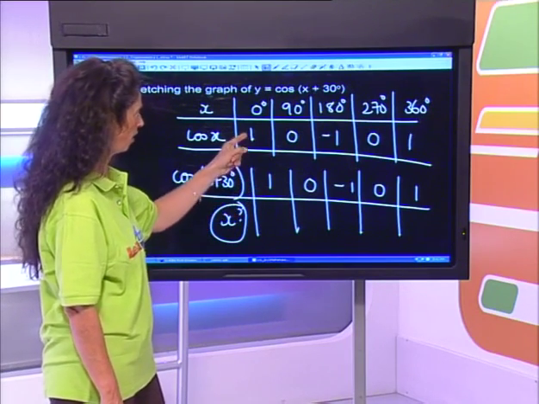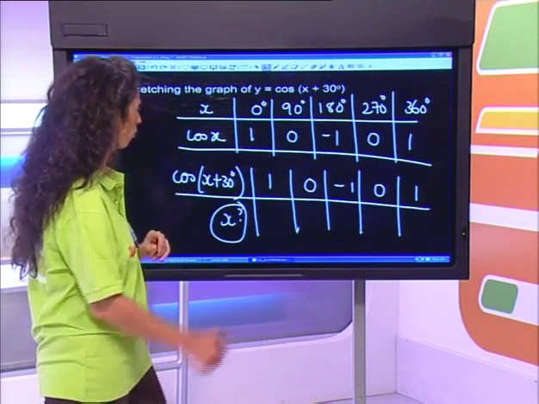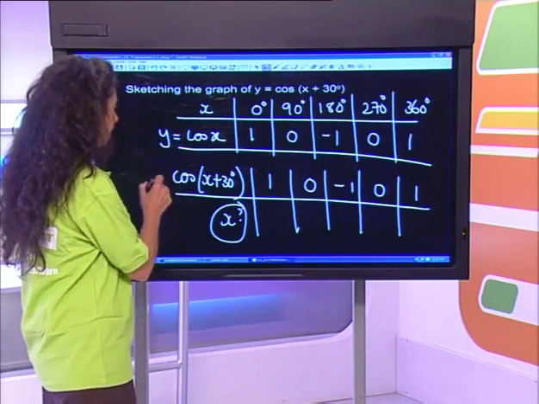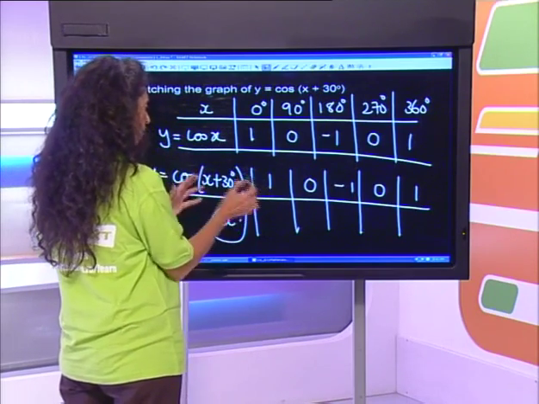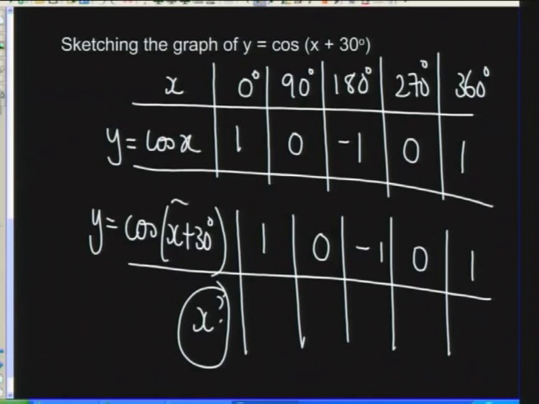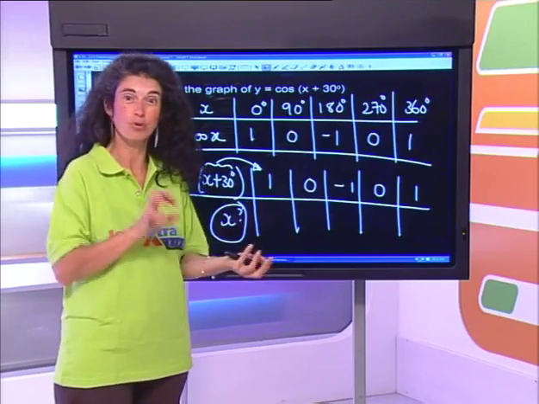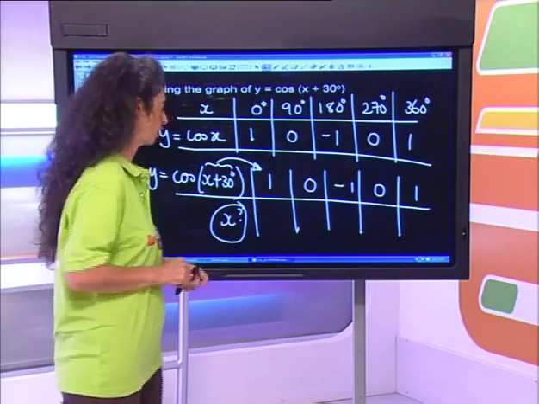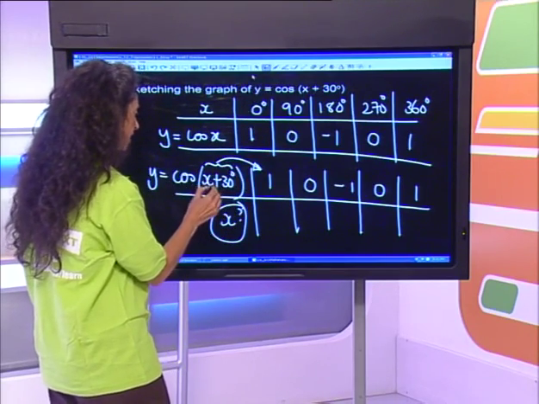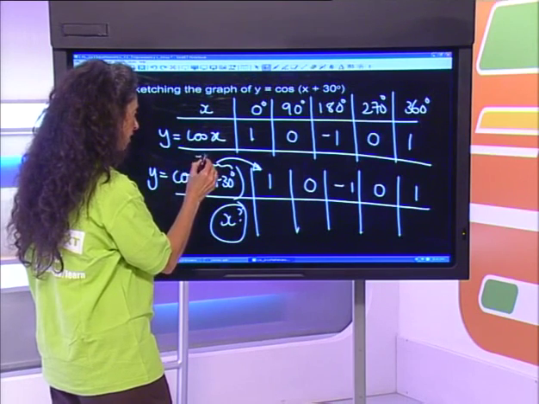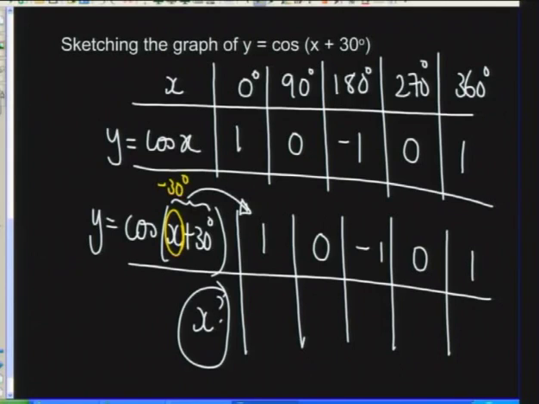My original 1 I got at 0 degrees for my parent graph, y equals cos x. I've now transformed it, and I'm saying, to get a 1, what must x be so that I would get a value of 1? Mathematics is all about inverses and going back and doing the opposite. So I think some of you are shouting at the screen that that should be minus 30. And the reason it's minus 30 is because the minus 30 plus the 30 would give us a naught.